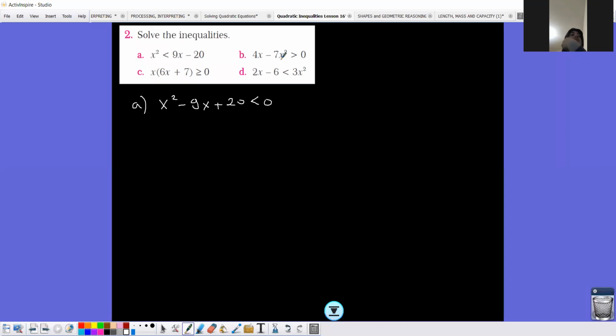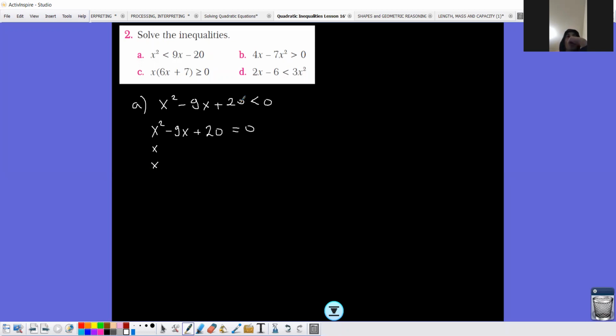Then what will be the next step? Then x squared minus 9x plus 20 is equal to 0. Yes. Then x and x. We are factorizing. And 10 and 2. Will 10 and 2 give you 9? No.